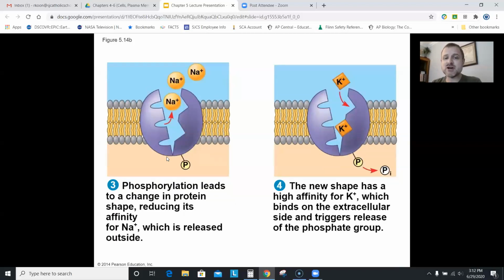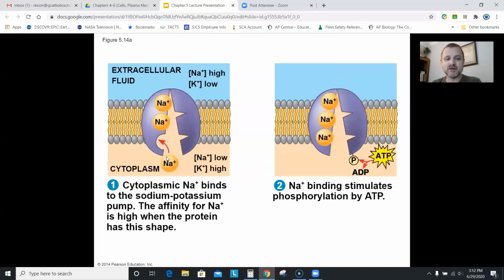So say there's already a ton of, I'm gonna go back. If there's already lots of sodium, look at what this diagram says. It says the sodium concentration is already high outside and you're pumping more sodium outside. So that's going against the concentration gradient. That's gotta be active transport.